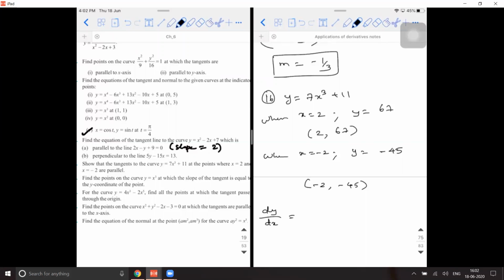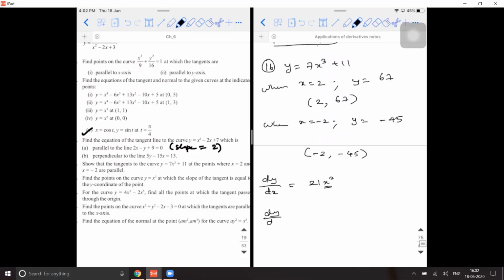What is dy by dx? That is 21x square. Since it is dependent only on x, and that too on a square of it, dy by dx at 2 will be equal to dy by dx at minus 2 also. Why? Because whether you do 2 square or minus 2 square, it is going to be the same thing. 21 into 4, slope will be 84. So they both are parallel to each other. Whenever lines are parallel, the slopes are going to be equal, right? So 84 will be equal to 84. I hope it is clear.